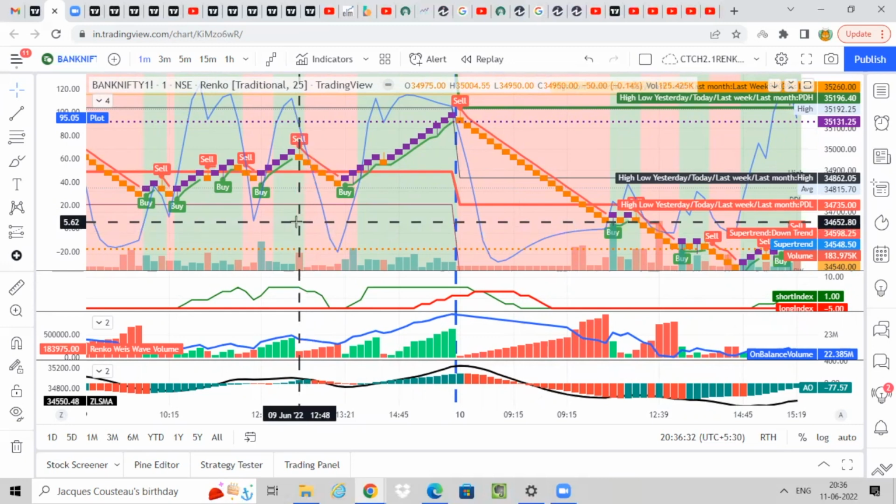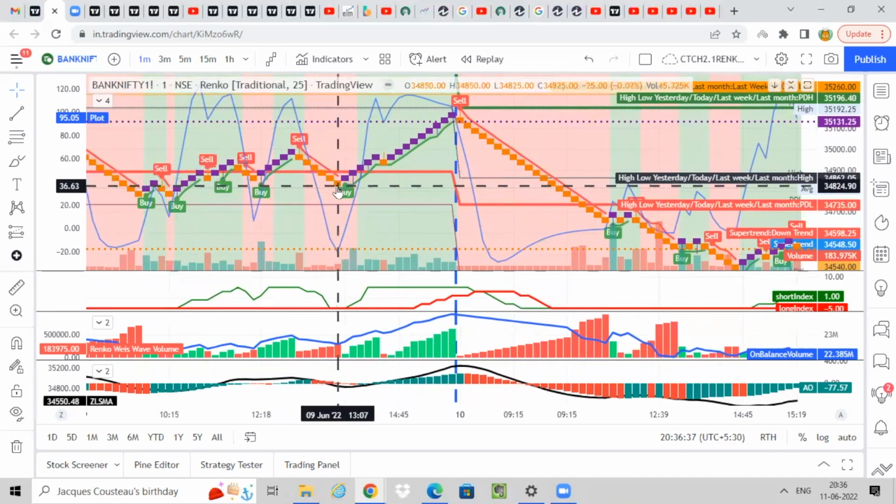What is the exit for that? Show me the exit, sir. Yes, that is the exit for this entry. Now, where is the stop loss? Stay there. Here, I want to explain where the stop loss is.